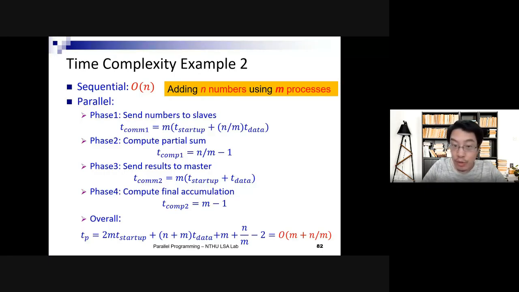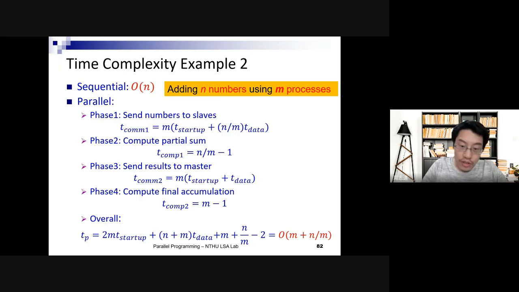But you can see the most important thing is that now we have m in our equation. Obviously for step 1, the amount of data we need to send to each slave, or each worker, or each process, is now divided by m. It's n divided by m instead of just divided by 2. And because the sending happens at the same time for all the processes, we only need to count it once. For step 2, the partial sum, again, instead of n divided by 2, it's now n divided by m minus 1.